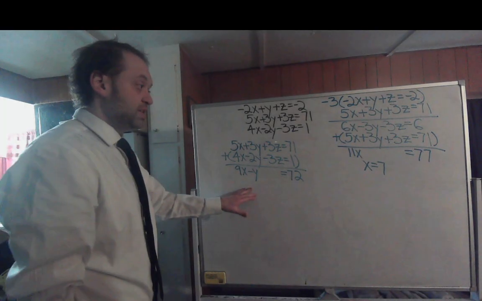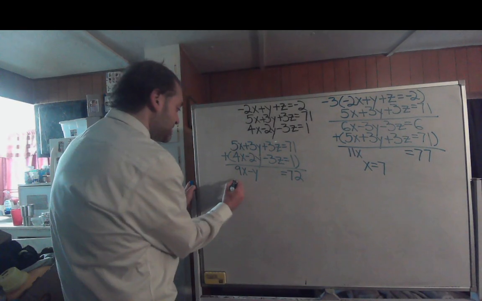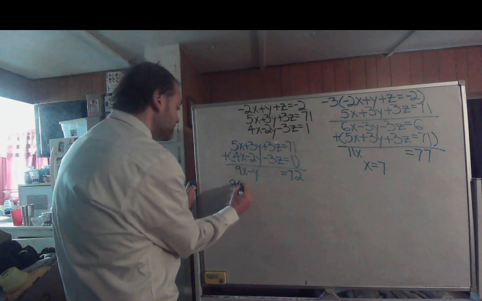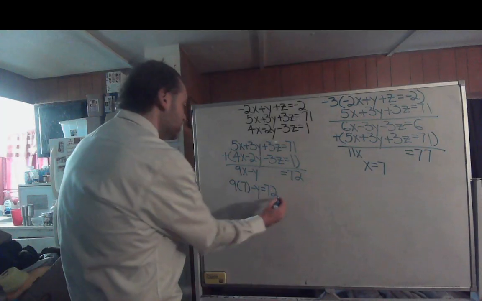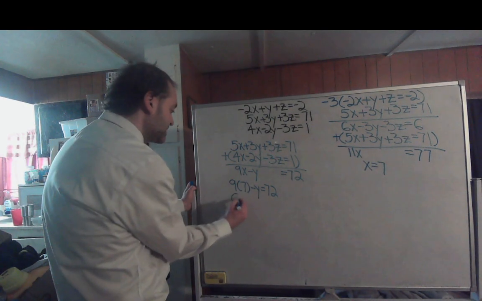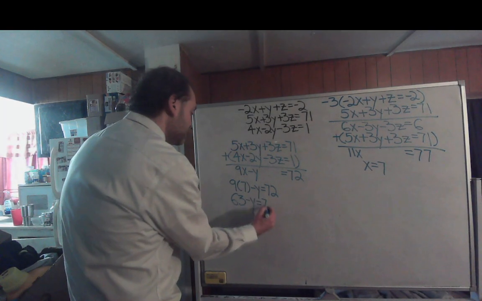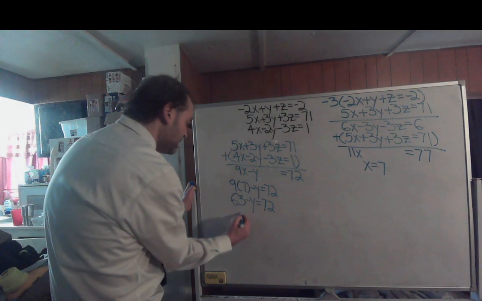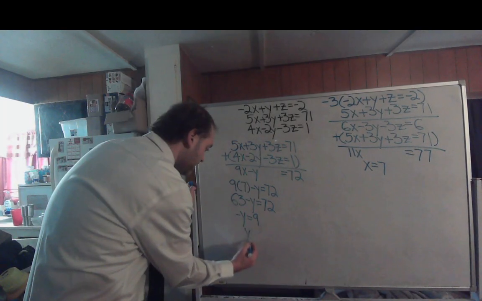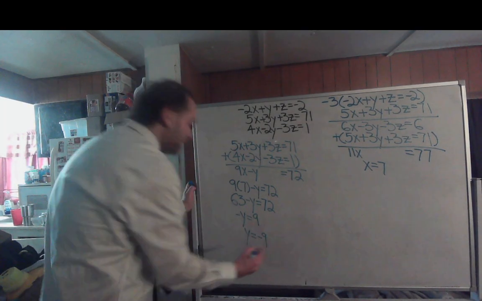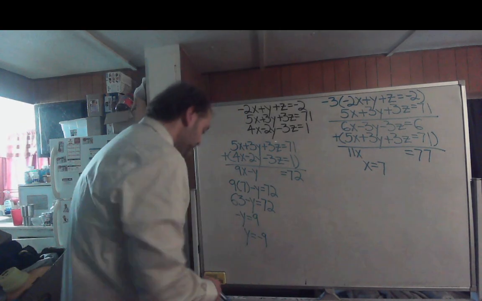Well, good news is we already know the value of x. We already know that. If you just take 9 times the x value of 7 minus y, you set that equal to 72. That, of course, would give you 63 minus y equals 72, which would give you negative y equals 9, which would give you a y value of negative 9. So we actually just found y. We now know x and y.